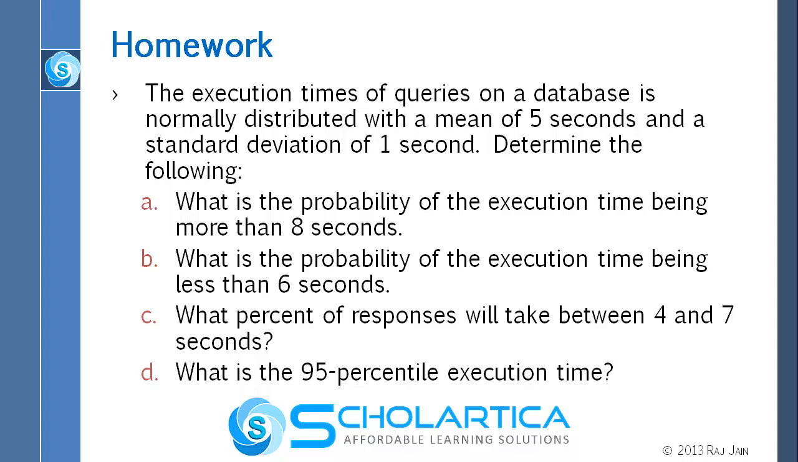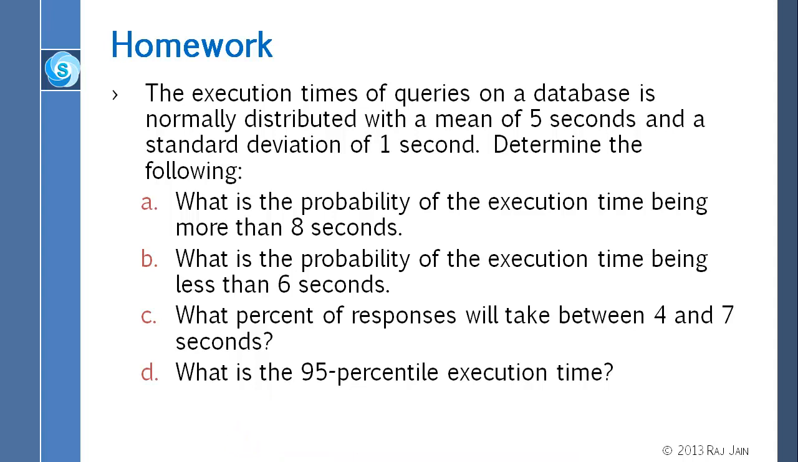What is the probability of execution time being less than 6 seconds, which is a similar question, but we are asking on the less side, less than 6 seconds. So you have to just measure from minus infinity to 6. In the previous case, you are measuring from 8 to infinity. More, this is less. What percent of responses will take between 4 and 7 seconds? So now we are asking what is the probability of being between 4 and 7. So we are not taking minus infinity or plus infinity. We are just taking from 4 to 7. Again, that table will help.